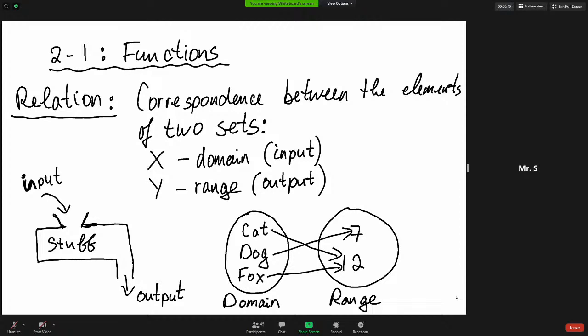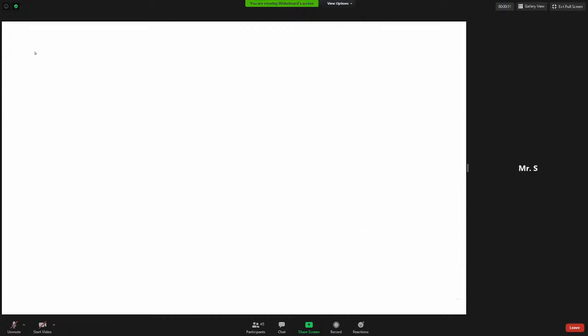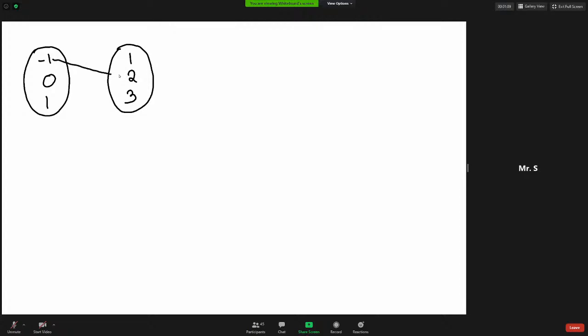And if we do this, and I say here we have -1, 0, and 1, then here we have values 1, 2, 3. And let's say -1 goes to 2, 0 goes to 1, 1 goes to 3, or something like that. Then this would also be a relation.